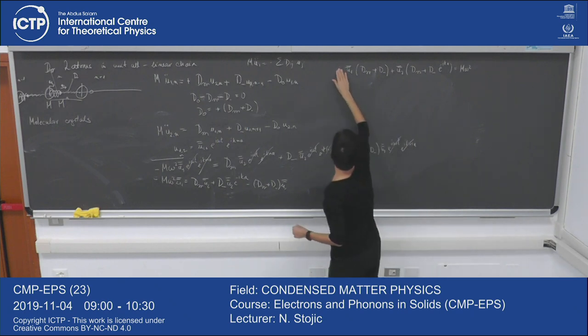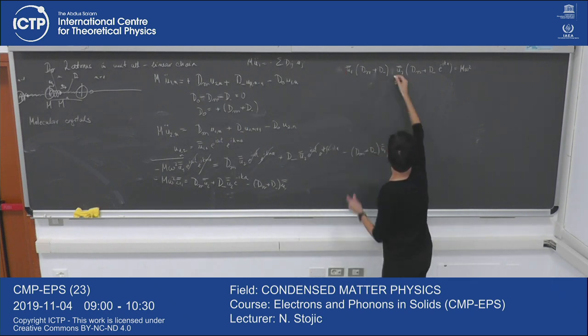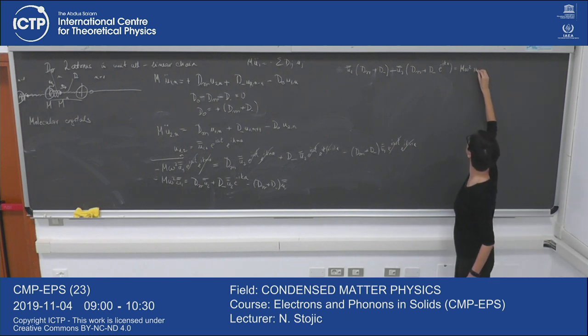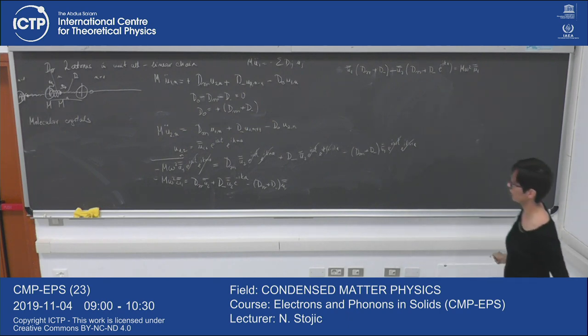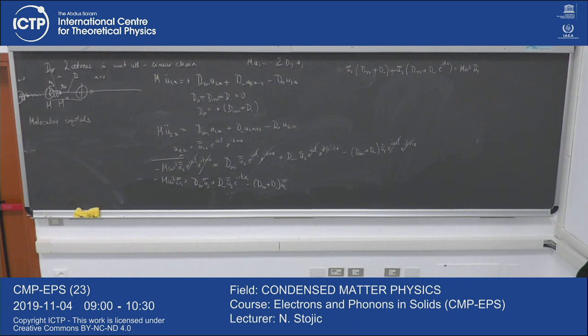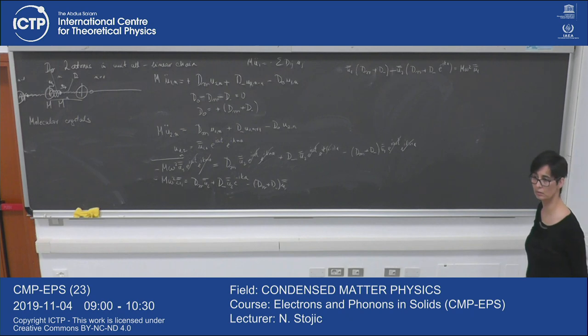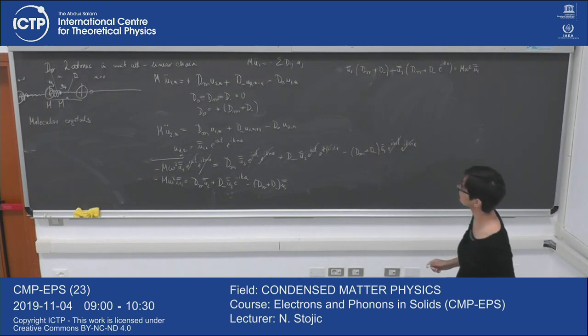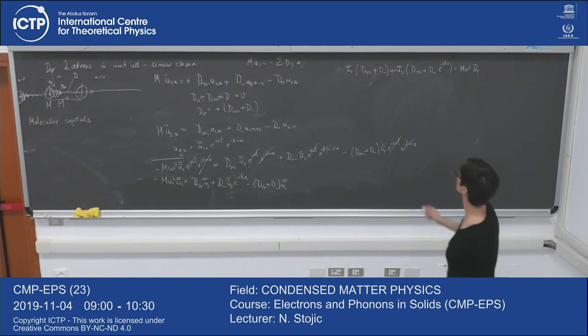Let's change the signs everywhere. Omega squared u1. Is it correct? Correct? On this screen? Okay, thanks. This is the first equation.